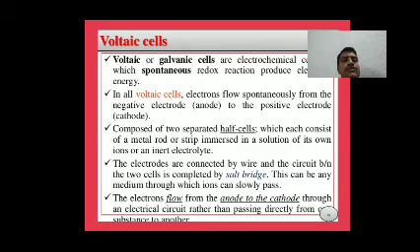The components are two separated half cells. The components are arranged in two half cells, each of which consists of a metal rod or strip immersed in a solution of its own ions and an inert electrolyte.